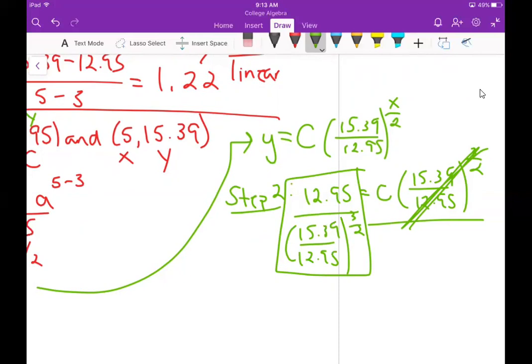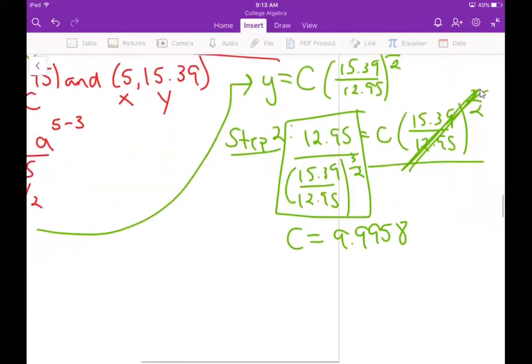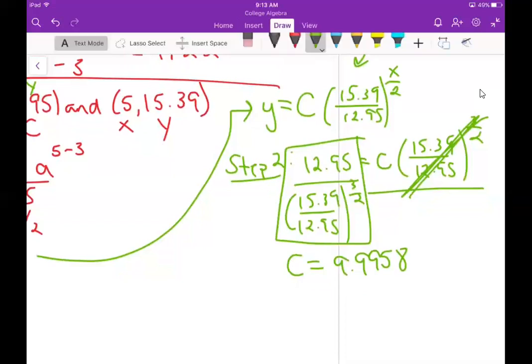Close the one parenthesis, raise that, open a parenthesis, 3 divided by 2, close that parenthesis. Then close the final parenthesis for the end of the fraction. Sorry, the end of the denominator. Okay, you should then get a C value equal to 9.9958 about. And if you did round earlier, check and see how that affected your C value in the end, right? Okay, so be careful with that.